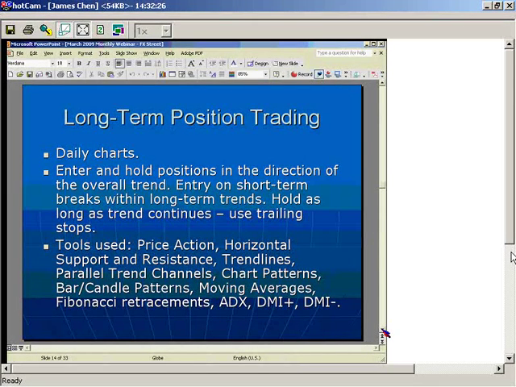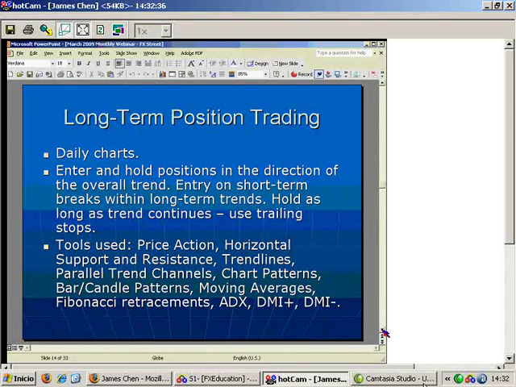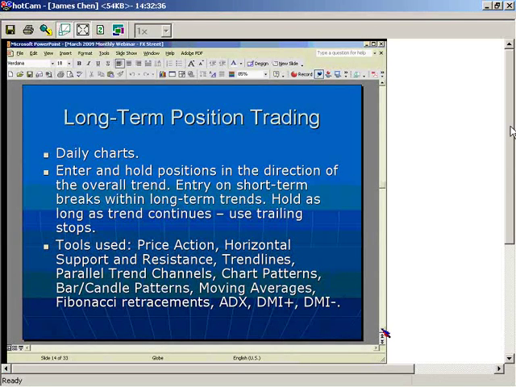which includes horizontal support and resistance, trend lines. I'll show you this on the chart. Trend lines, parallel trend channels, chart patterns, bar and candle patterns, moving averages, Fibonacci retracements, ADX, along with DMI plus and DMI minus. Okay, those are the tools I use for long-term position trading on the daily charts.